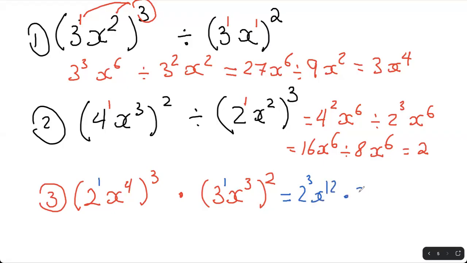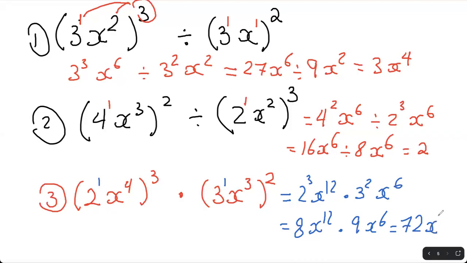times 3 squared x to the 6, which equals 8 x to the 12 times 3 squared is 9 x to the 6, which gives you 8 times 9, which is 72, x to the 18. And that's your final answer.